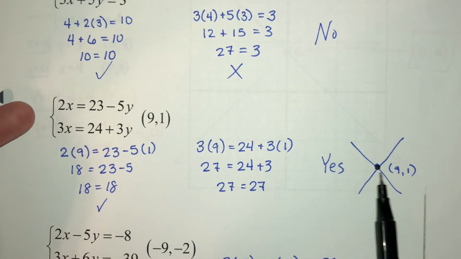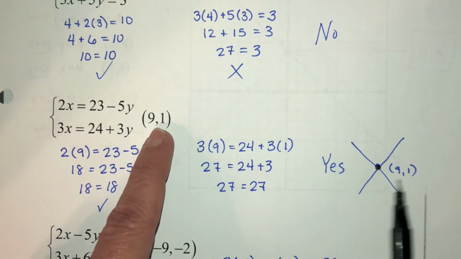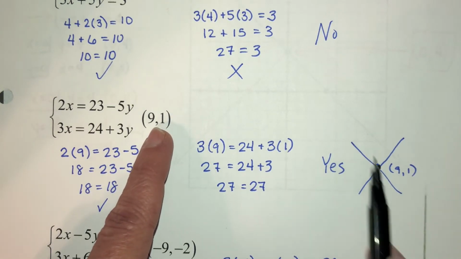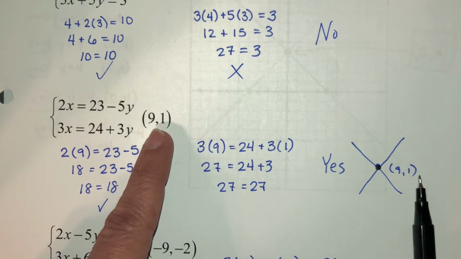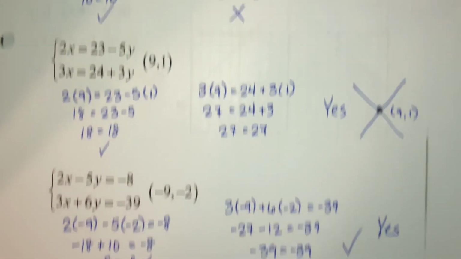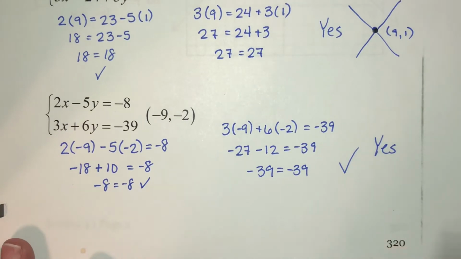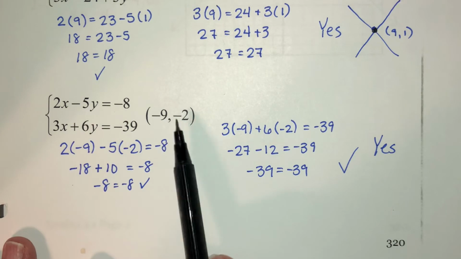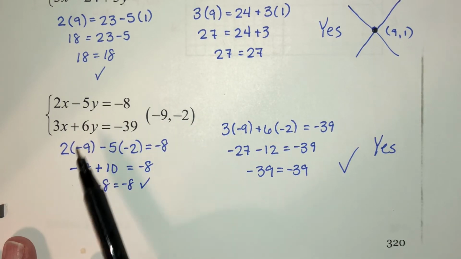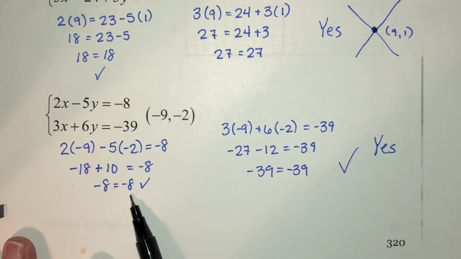And in this case, they cross at 9, 1. So if we draw the pictures, if we draw the two lines, they would cross at precisely the point 9, 1. We did one more. We plugged in -9 for x, -2 for y. We did our arithmetic and we got -8 equals -8.